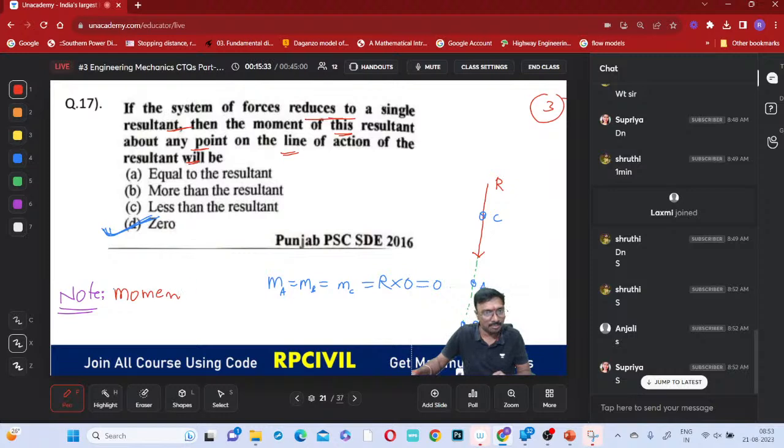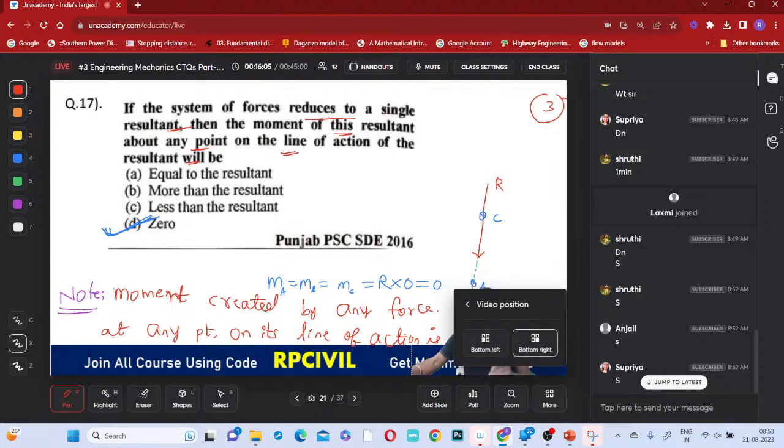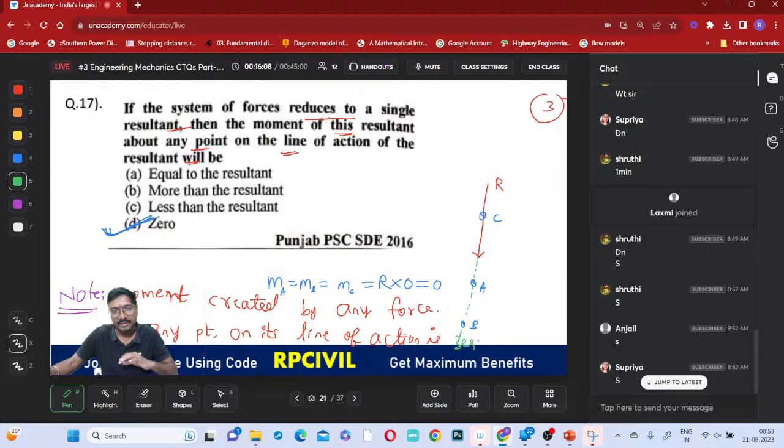There is a twisting moment or bending moment, whatever it is. Moment created by any force at any point on its line of action is 0. Okay, you just note this point and tell me. We'll move on to the 18th question then.